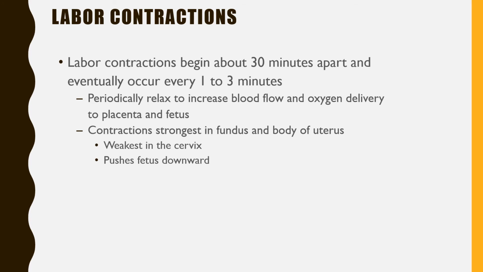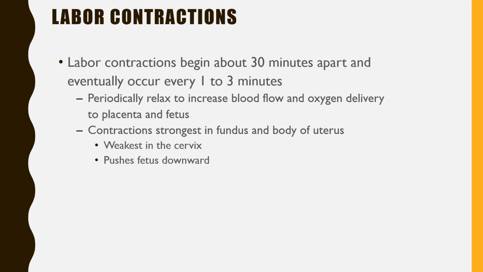In terms of labor, we have labor contractions. They typically begin about 30 minutes apart, when we're starting to increase that excitability, and they eventually occur between 1 and 3 minutes apart, so the lapse between them is less and less. They periodically relax to increase blood flow and oxygen delivery to the placenta and fetus. This is a reminder that contracting muscles tend to compress blood vessels, so there's no good blood flow through a contracting muscle. When they contract, it's high resistance, so there's not much flow, but when they relax, blood can flow. We don't want it to just contract and hold, because that would cause ischemia of the tissue. It still needs the blood flow, so it's a contraction, then a relaxation to allow flow, and then contraction again.